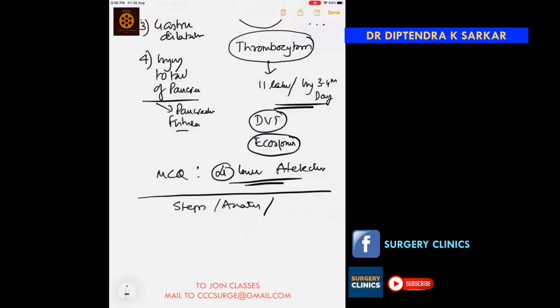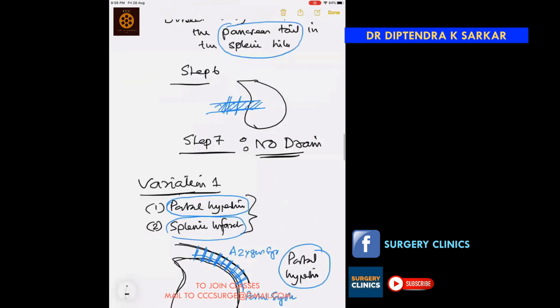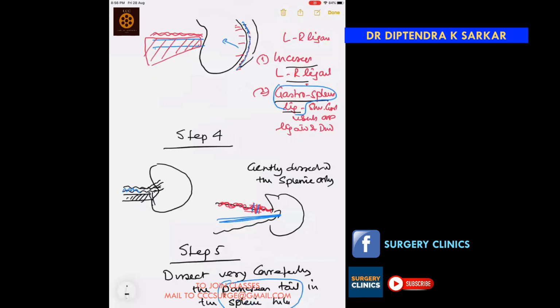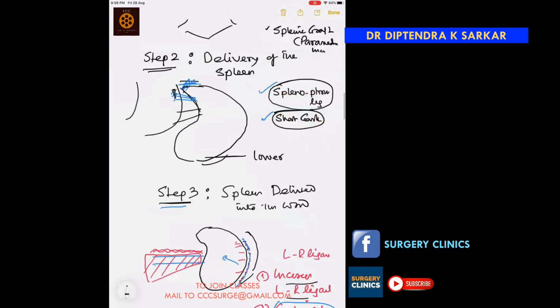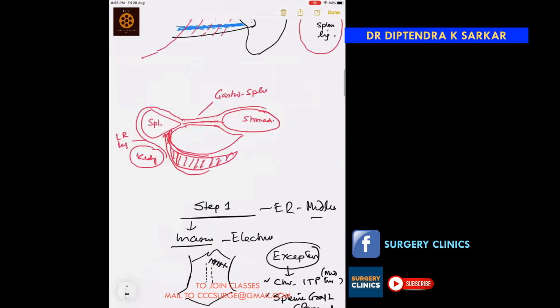Sir, how does emergency splenectomy differ from the elective splenectomy? What you initially told, the two clamp method? What is that? As I said, now look at this. Suppose this is torn, or let me draw a diagram once again.